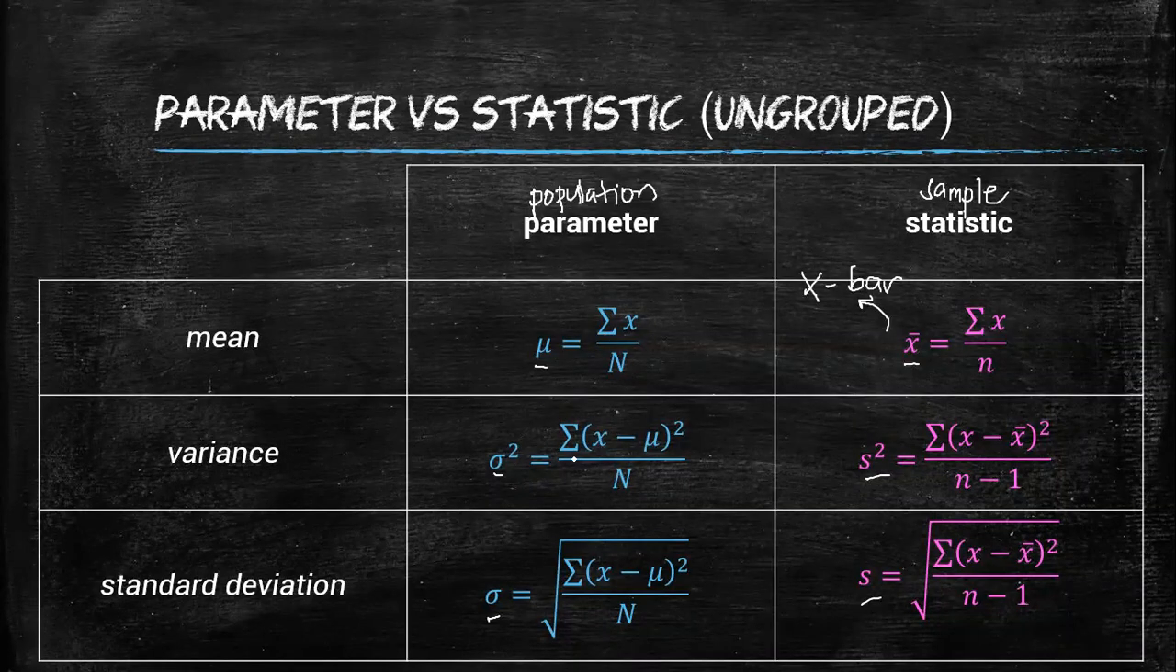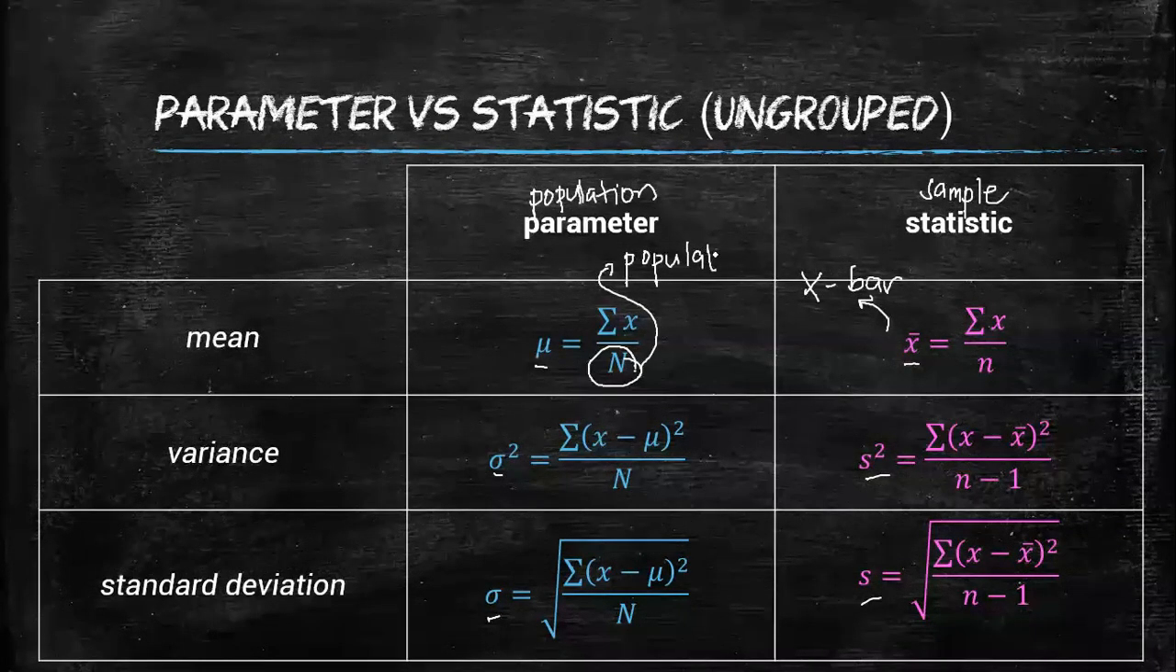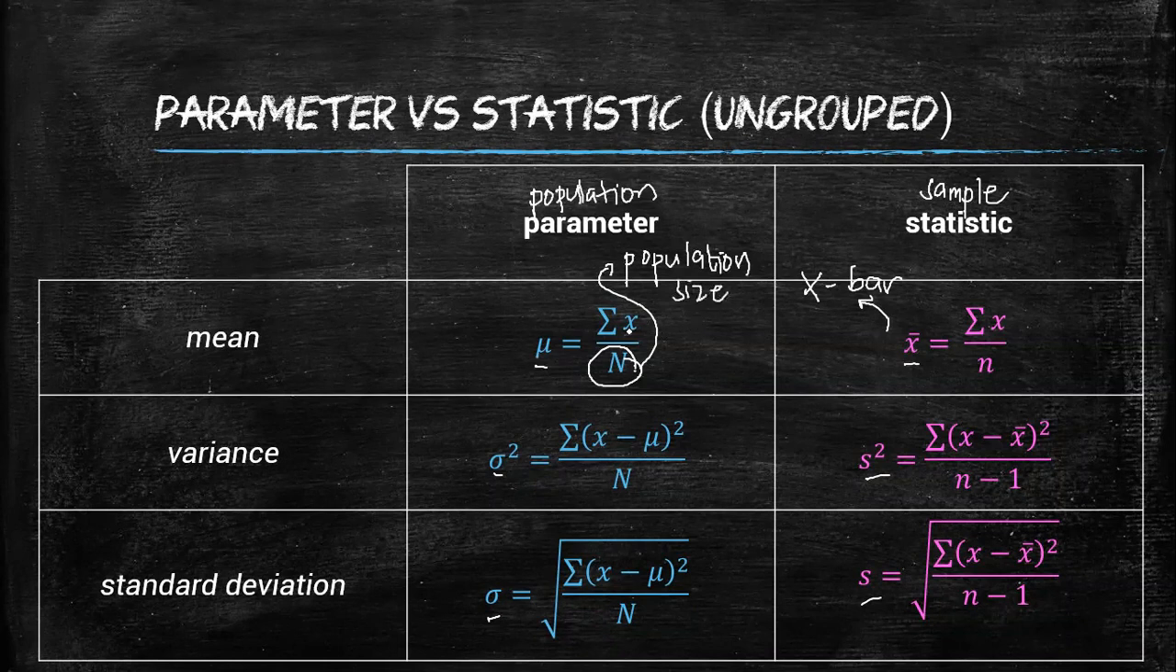Kung papansin niyo, halimbawa dito sa mean natin, ang formula for our population mean is mu, di ba? So, mu is equal to the summation of x over N. Okay? Bakit capital letter N? Kasi nga, this is our population size. When we say population size, it is the total number of elements in the population. So kung wari, 156 students yan. Okay?